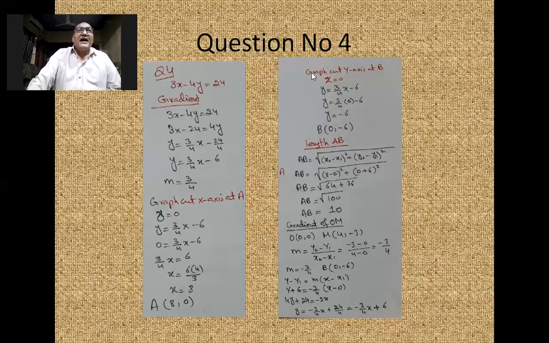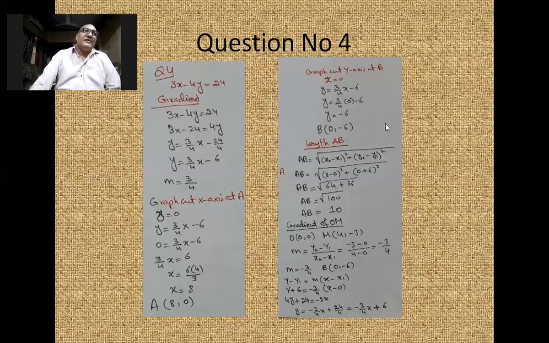In the same way, I will find the coordinates of the B point. You know, the graph cuts the y-axis at B, and when the graph cuts the y-axis, the x will be 0. So in that original equation, in the place of x, I will put 0. So y is equal to 3 by 4 into 0 minus 6. So y will be equal to minus 6. So the coordinates of the point B will be 0, comma minus 6.